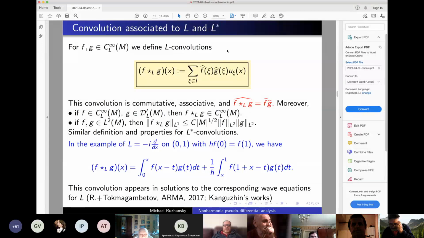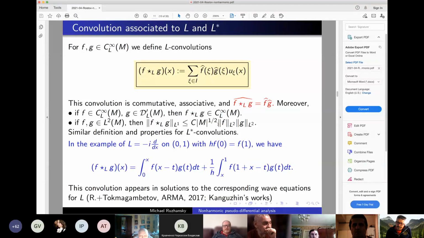So this is a definition. We can define the convolution of two functions by this formula. If we take these definitions, then this is a nice convolution, which is commutative, which is associative, and the Fourier transform of the convolution is equal to the product of Fourier transforms. It has nice properties, like if we convolve a test function with a distribution, we get a test function. And if M has bounded volume, as a manifold, then we have some inequalities like this.